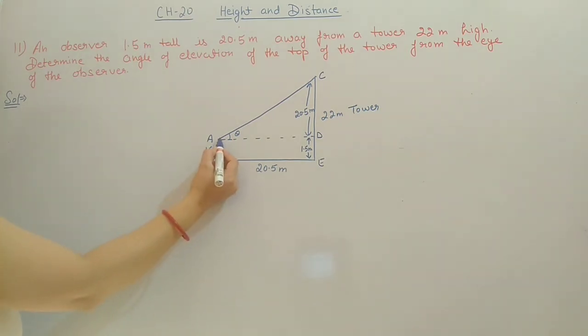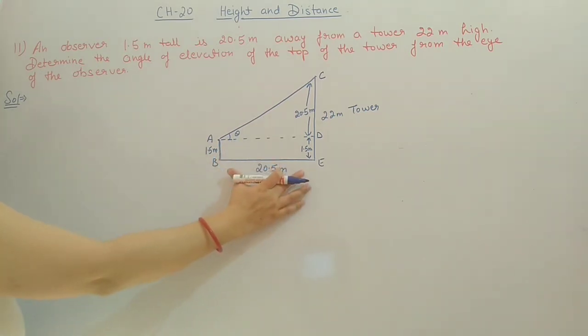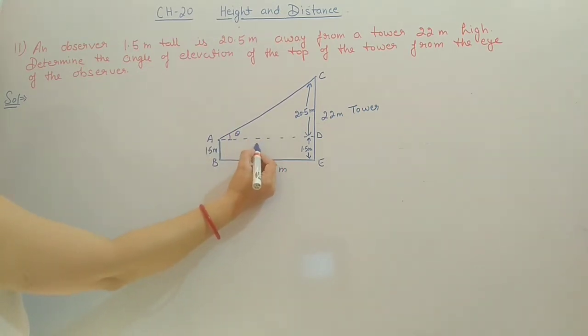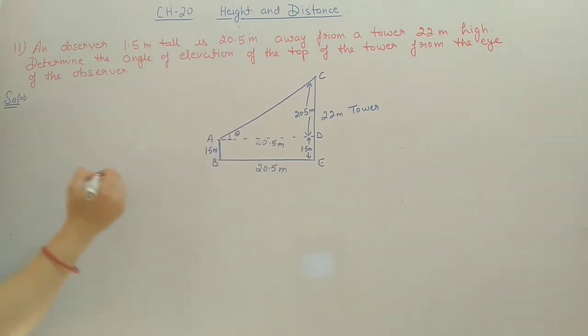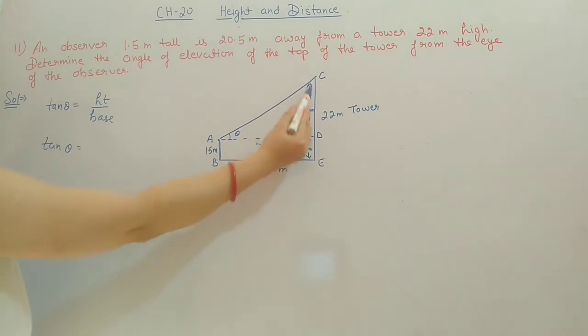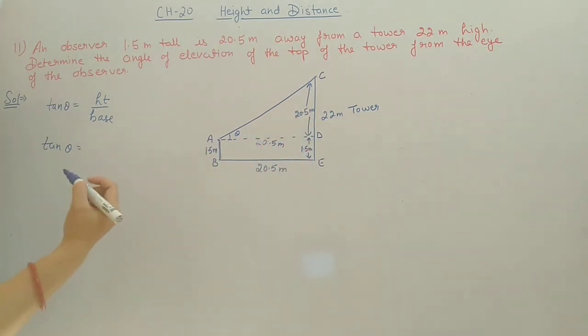So from this point the angle of elevation is theta. We have to find out this angle theta. This distance BE is 20.5, so this AD also will be 20.5. Now we will use here tan. Tan theta is equal to height by base. Height is here 20.5. We will take height till this distance. We are applying this tan theta in this triangle ACD.